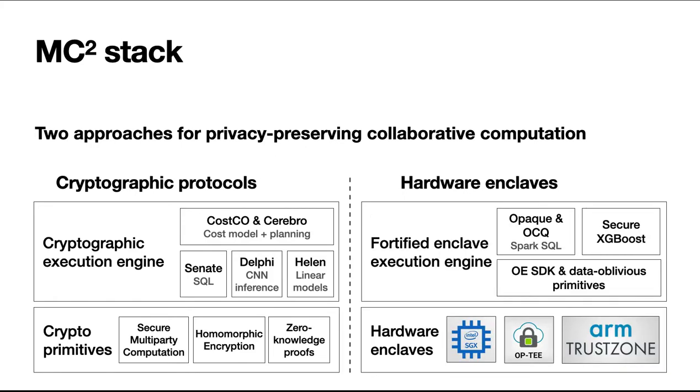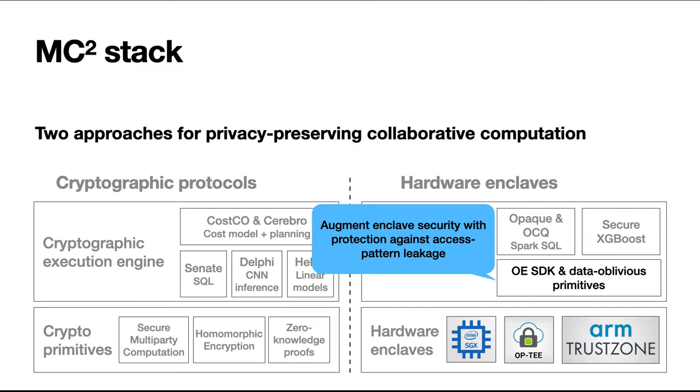On the hardware enclave side, we provide security guarantees by building on top of the ever-growing number of enclave offerings such as Intel SGX, ARM TrustZone, or Keystone to enable analytics in the form of Spark SQL, or gradient boosting in the form of XGBoost on confidential data. We additionally augment the security provided out of the box by enclaves by employing data oblivious algorithms that protect against access pattern-based side channels.